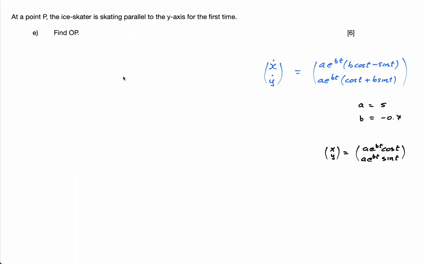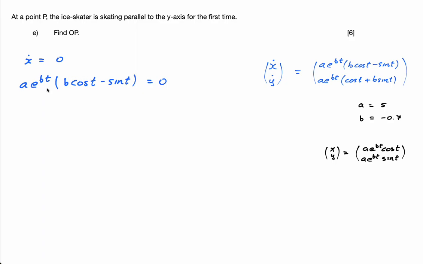Okay, let me get rid of this. So we need to say x dot or dx/dt is equal to 0. That's the first mark. And just to write that down, then I need all this equals to 0. A e to the bt. I'm going to leave a and b in there for a second, even though I have a and b here, just to make it a bit easier for me, b cos t minus sine t equals 0.